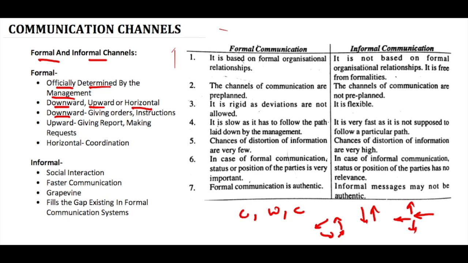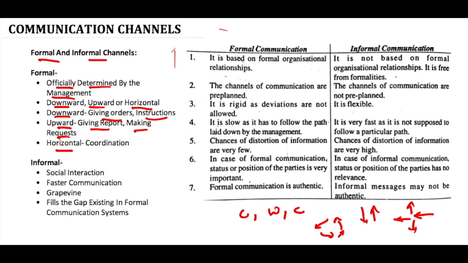Downward, the purpose of downward communication in a formal channel of communication, is to give orders or to give instructions. So a superior would be trying to either give orders to a subordinate or certain instructions, whereas the purpose of upward communication in a formal channel is to give reports or to make requests. So if I'm talking to my superior, either I am providing him reports, there's certain grievance redressal going on, or I'm making some request to the superior.